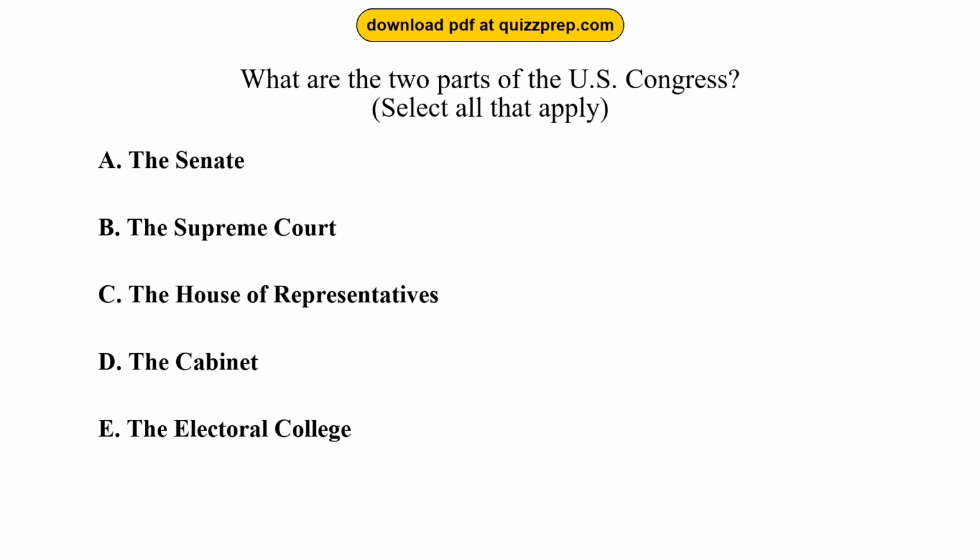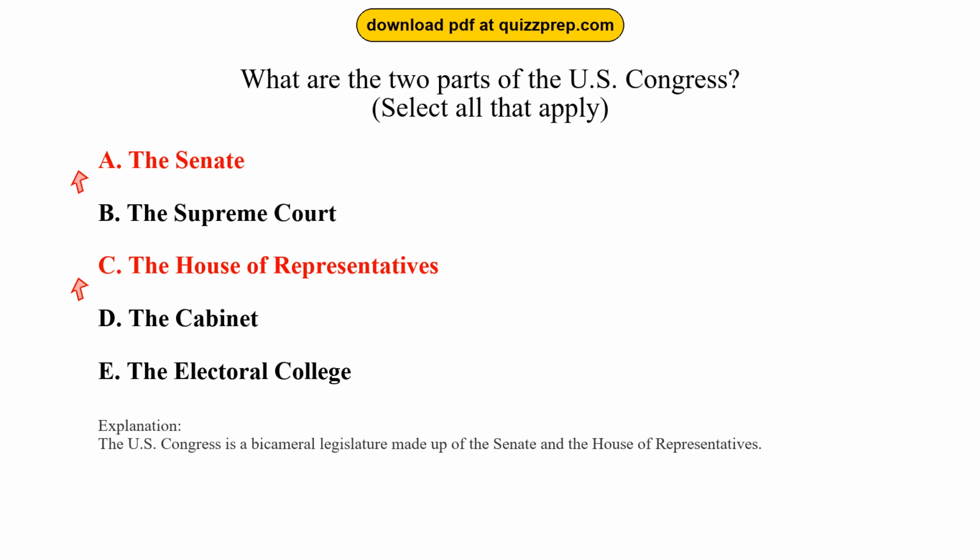Question 78. What are the two parts of the U.S. Congress? Option A, the Senate. Option B, the Supreme Court. Option C, the House of Representatives. Option D, the Cabinet. Option E, the Electoral College. The correct answers are options A and C. The Senate, the House of Representatives. The U.S. Congress is a bicameral legislature made up of the Senate and the House of Representatives.